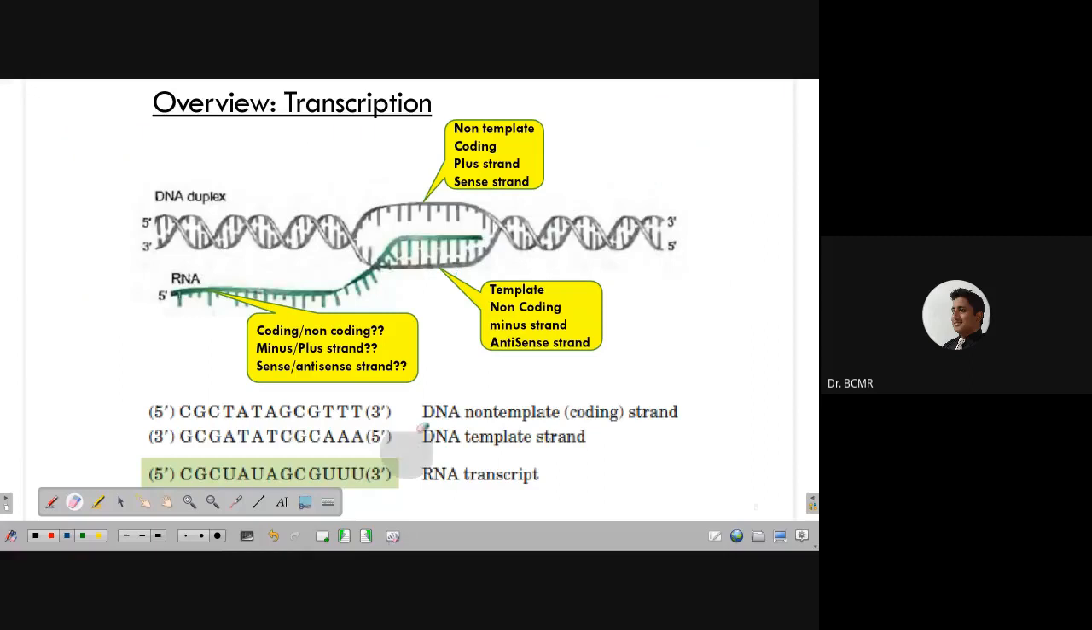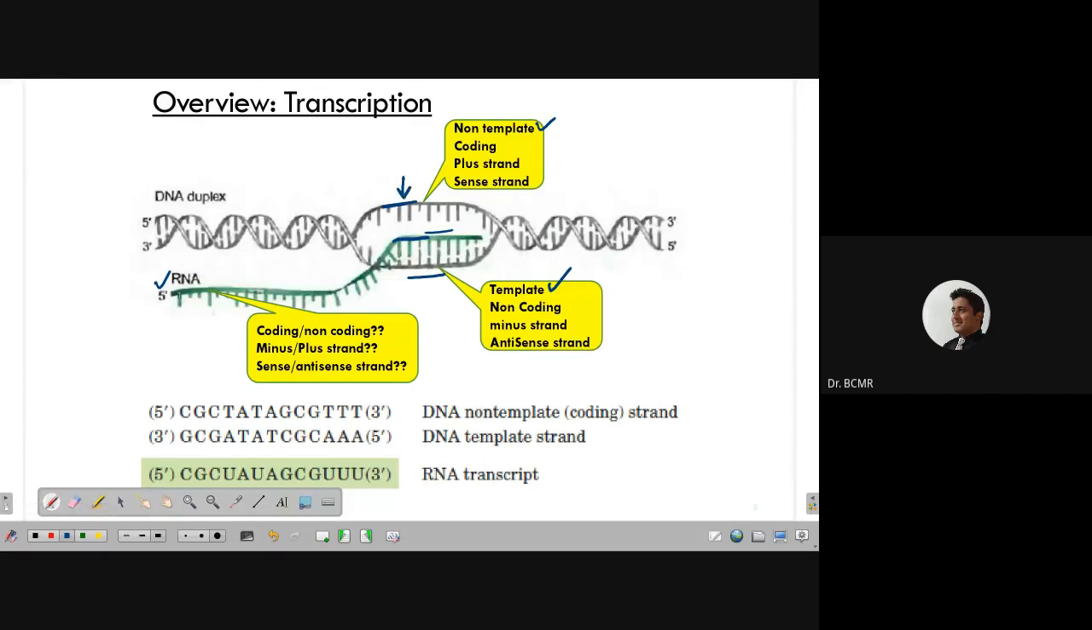So we also learned a few concepts or terminology. We learned about what is a template and what is a non-template. Template is the one that acts as the template for synthesis of RNA. And the polymerization, like in DNA polymerization, happens by base complementarity, by Watson-Crick base pairing. So the template and the newly synthesized strand will always be complementary, which means that the sequence of this newly synthesized strand is identical to the top strand here, right?